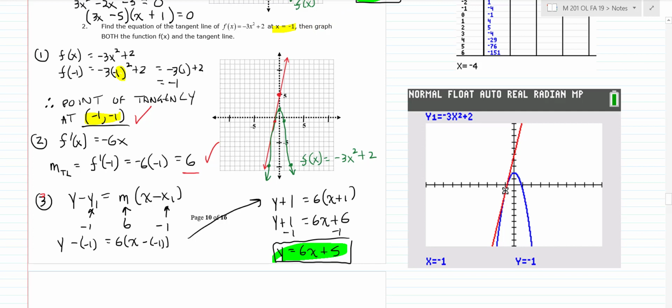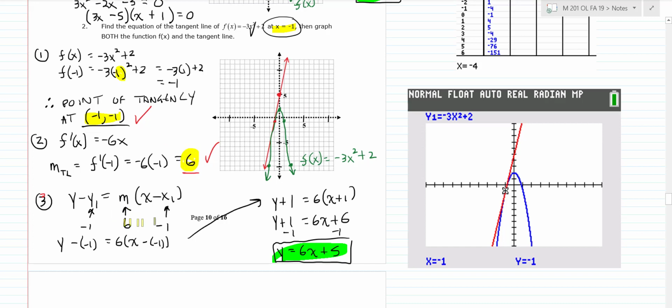Then the second step is you take the derivative. The derivative of this function is negative 6x. Then you find the slope of the tangent line by evaluating the first derivative at negative 1. Why negative 1? Because that's what I gave you, that's what we're interested in. So negative 6 times negative 1 is 6. The two key things you need are the point of tangency and the slope of the tangent line.